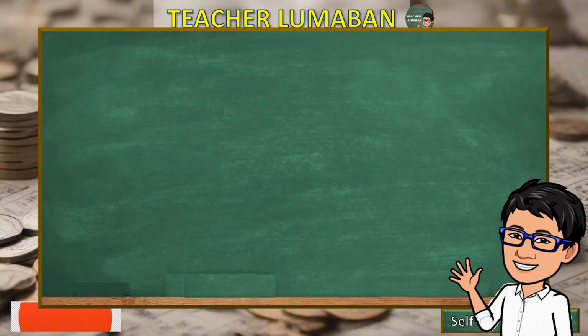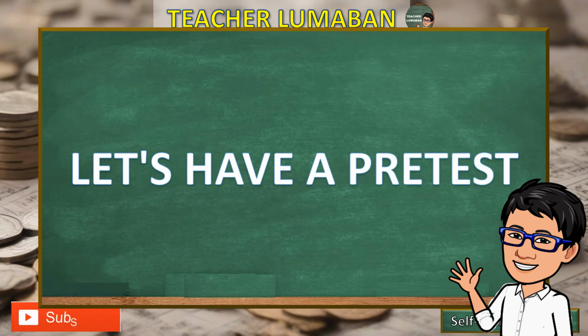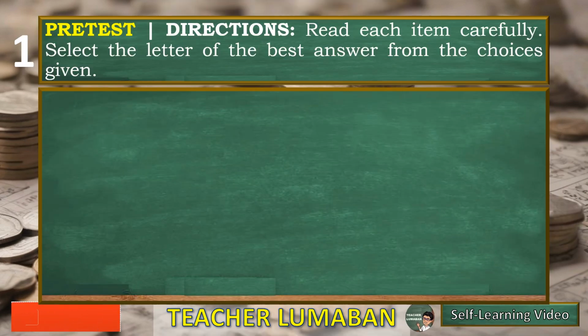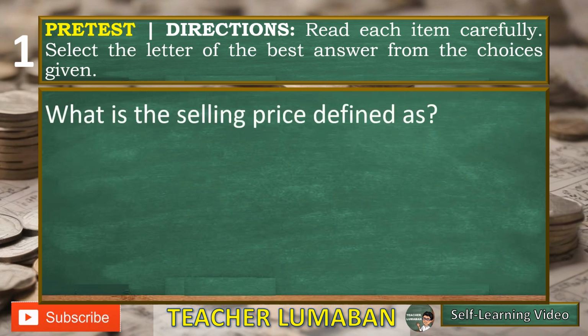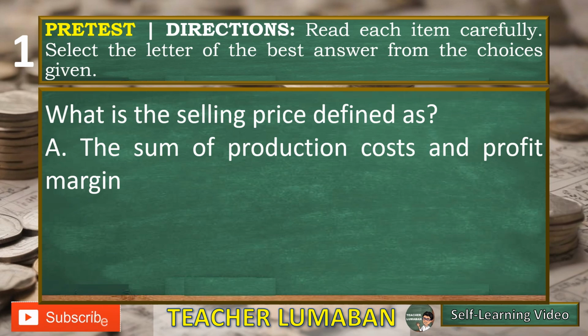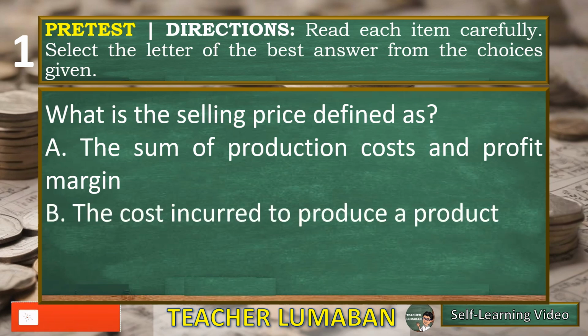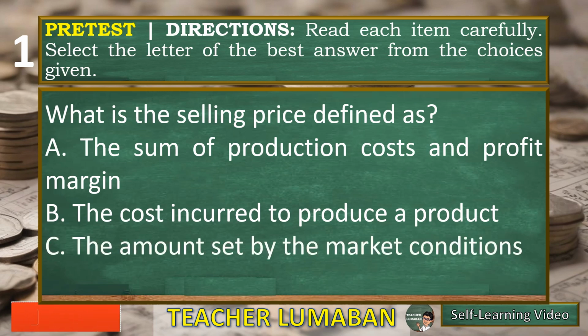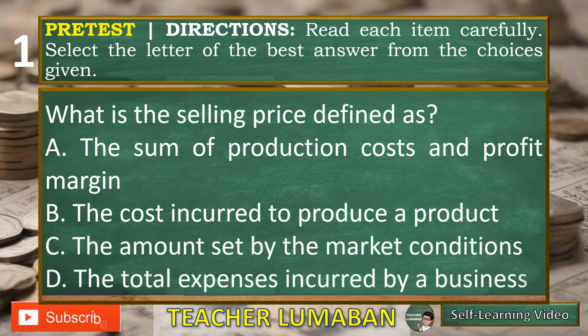Let's have a pre-test from this topic. Directions. Read each item carefully. Select the letter of the best answer from the choices given. What is the selling price defined as? A. The sum of production costs and profit margin. B. The cost incurred to produce a product. C. The amount set by the market conditions. D. The total expenses incurred by a business.